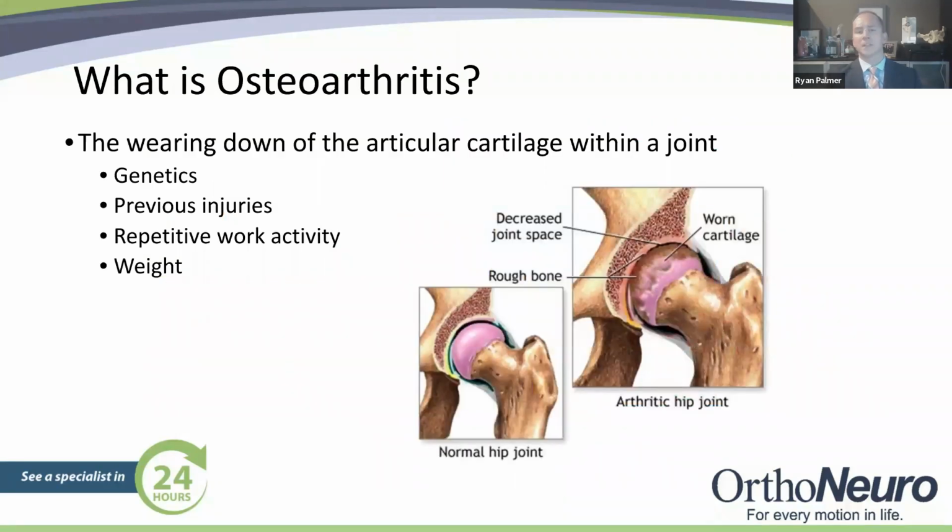Arthritis is a very common term. Everyone's heard of arthritis, but it's often not defined very well. So what is osteoarthritis? Osteoarthritis is simply the wearing down of the articular cartilage within a joint. It doesn't matter if we're talking about the hip joint today or the knee joint or any of the joints in your fingers, anywhere in the body, our joints are covered by a capsule. And the capsule keeps the joint fluid in.